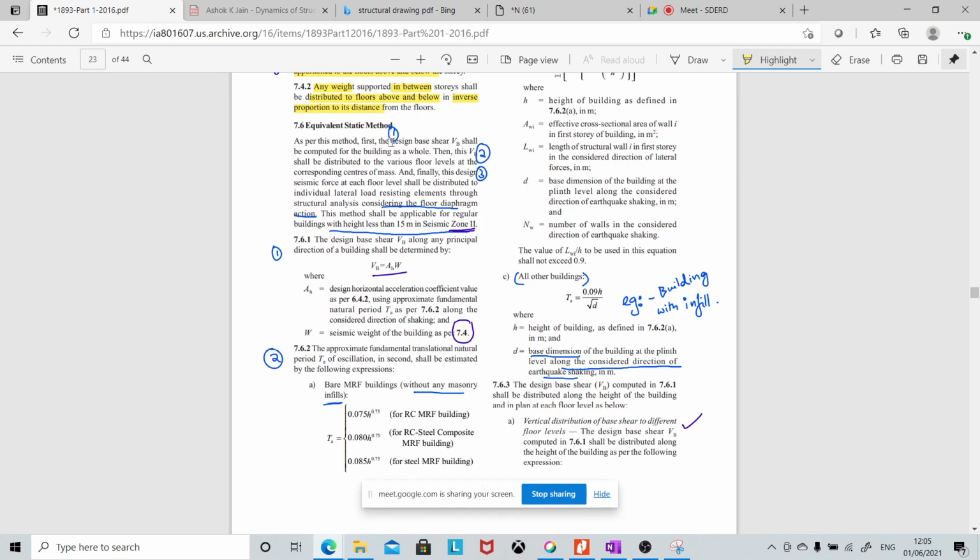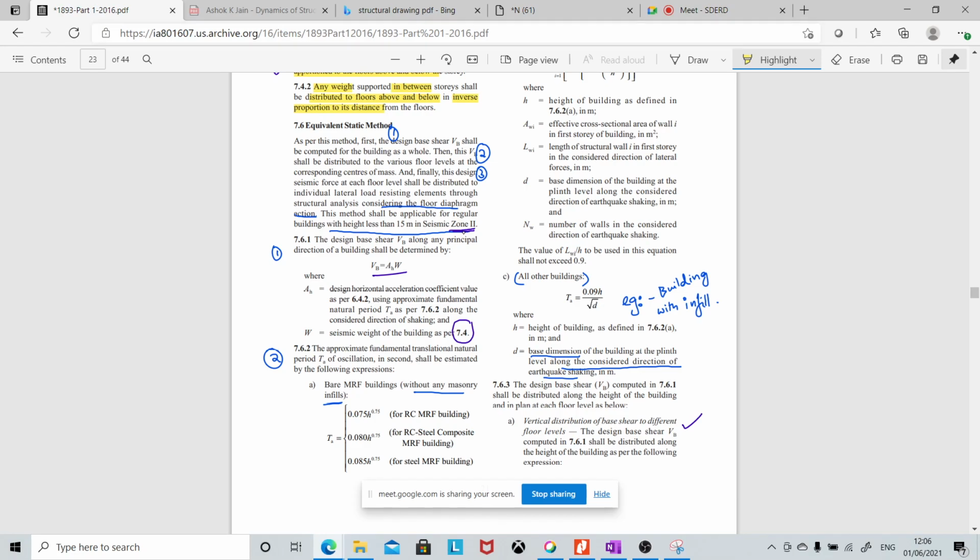Okay. Now this method is applicable only for regular buildings with a height less than 15 meter in seismic zone 2. So that is the validity of this procedure. Okay, this is applicable only for seismic zone 2 with height less than 15 meter.